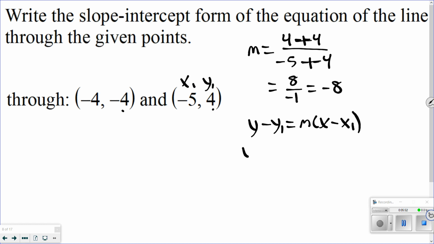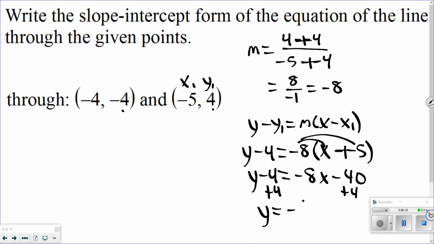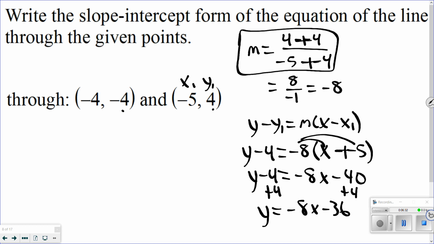So we're going to go y minus my y coordinate equals my slope times x minus my x coordinate. So I got y minus 4 equals, distribute that through. That'd be negative 8x minus 40. Add the 4 over. So my equation comes out to be y equals negative 8x minus 36. So this is not so different from what we've done before. Really the only difference is it's not giving you the slope, and so you have to use our slope formula to find the slope.